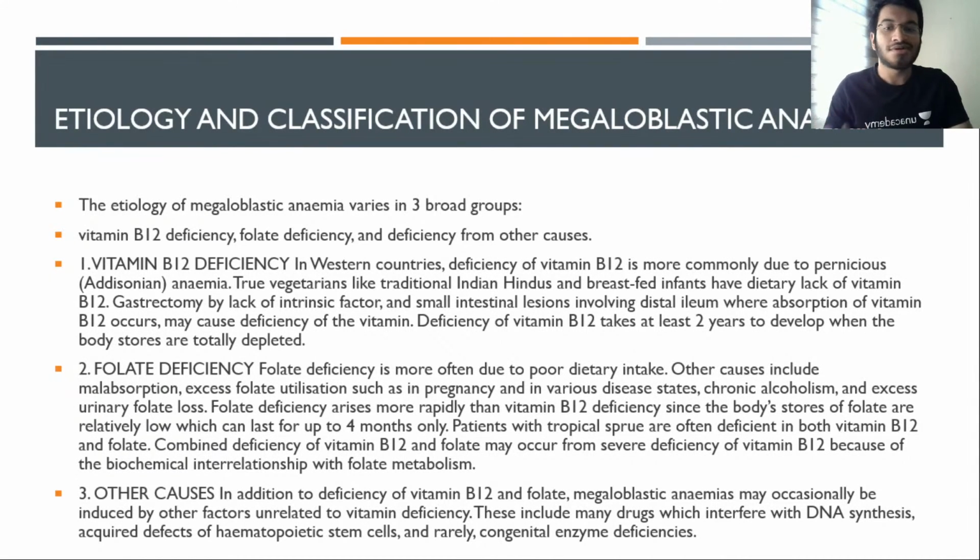Pernicious anemia means autoimmune disorder. So the true vegetarians like traditional Indian Hindus and breastfed infants have dietary lack of vitamin B12, plus gastrectomy by lack of intrinsic factors. Then small intestinal lesions involving the distal ileum, where absorption of vitamin B12 occurs. So first of all, true vegetarians, then breastfed infants, then gastrectomy by the lack of intrinsic factors, small intestinal lesions.